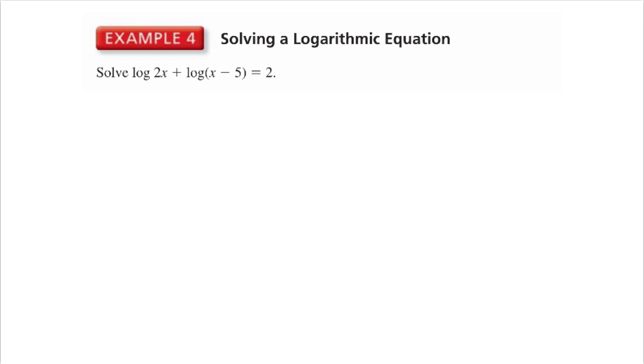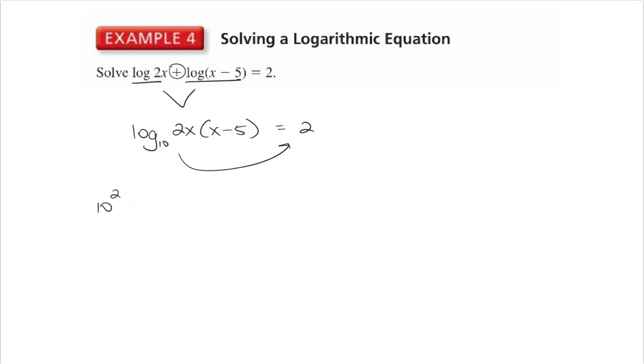So again, we come over to here. Let's look at this problem. This problem actually has 2 logs on the left. Well, before I do anything, I have to combine them or condense them. And I know that when I have addition, condensing relates to multiplication. So it's going to be log of 2x times x minus 5 equals 2. Now remember, this is like a base 10. So now that I have it as one thing, I can do method 1, which is to rewrite it: 10 to the second power equals 2x times x minus 5.